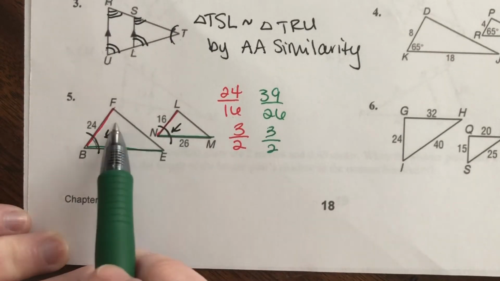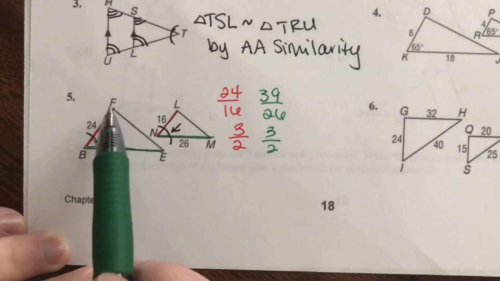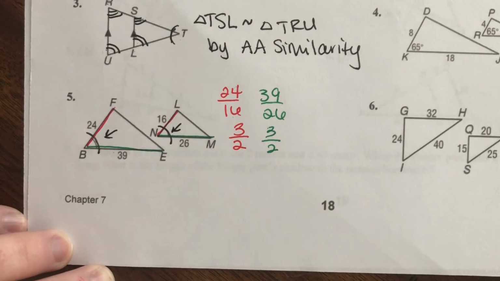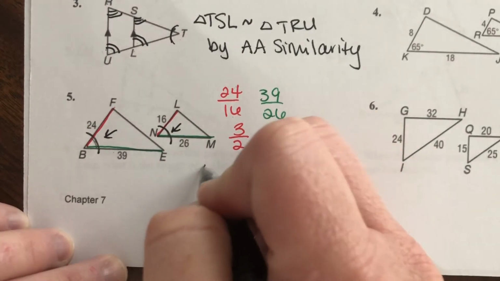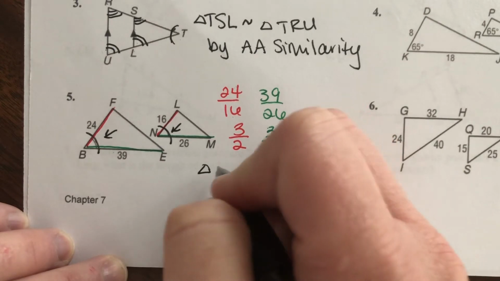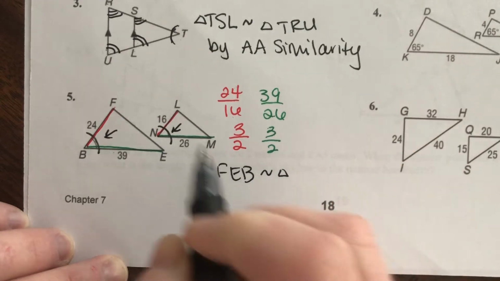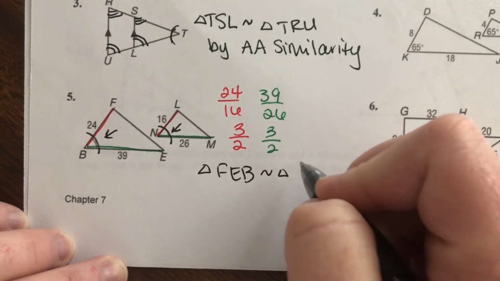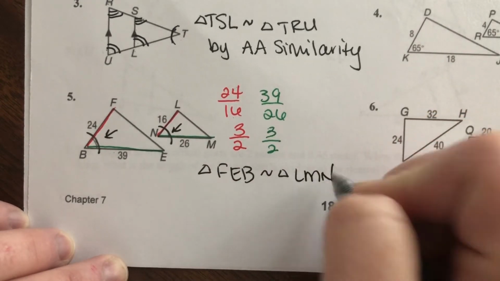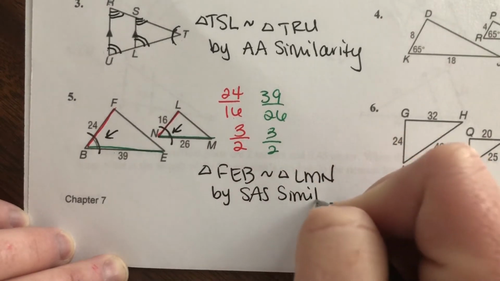to these two sides, and then the angle in between them is congruent, right? So this is the side angle side similarity rule, or whatever you want to call it. Triangle FEB is similar to triangle LMN, and that's by SAS Similarity.